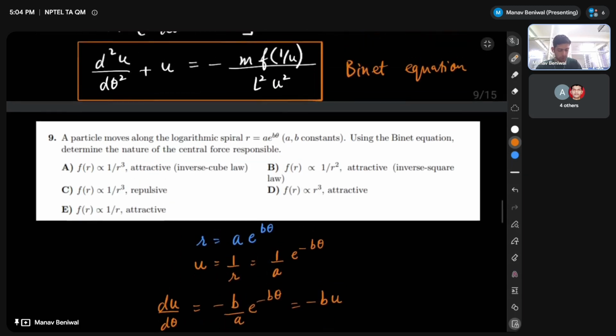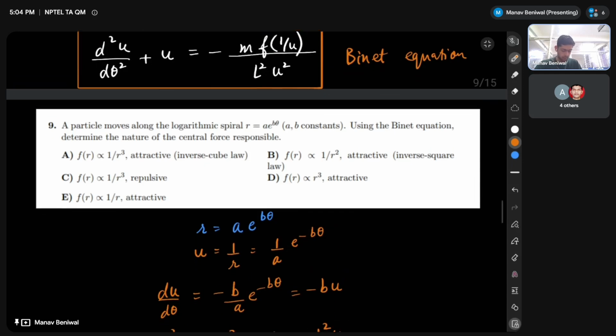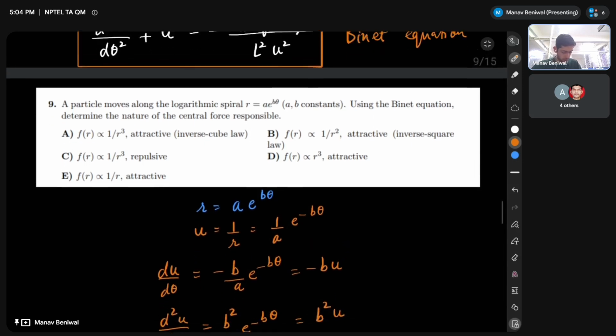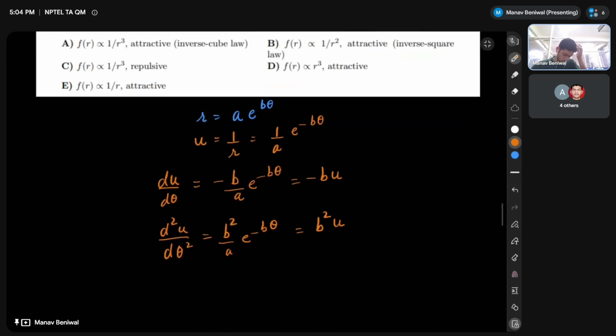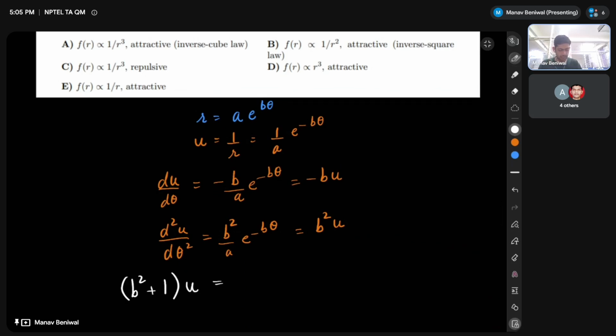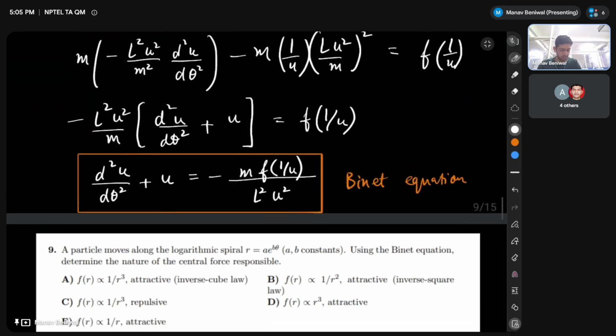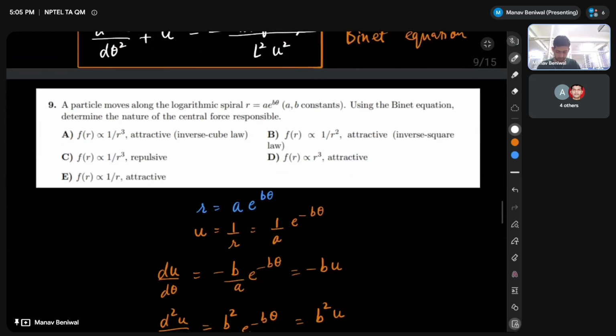Now if I substitute it in this equation, my left hand side becomes b squared u plus u, so b squared plus 1 times u. This is my left hand side. And my right hand side is minus m f upon L squared u squared, and then f.